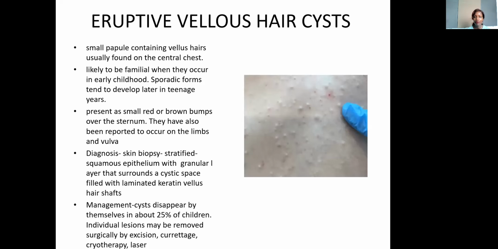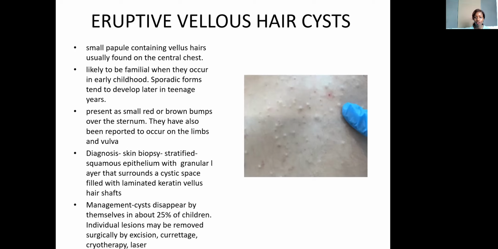Another condition to be aware of is eruptive vellus hair cysts. This usually presents as small papules containing vellus hairs, and they tend to be found on the central chest. They may be familial, so there may be a family history of such a condition. Usually they present as erythematous or red or skin-colored papules over the sternum. They have also been reported to occur on the lips and the vulva.